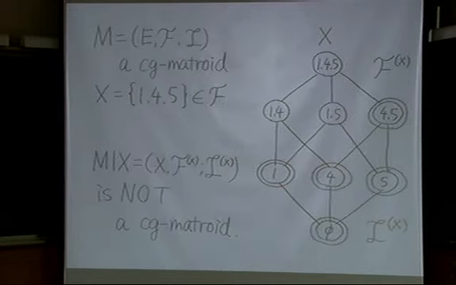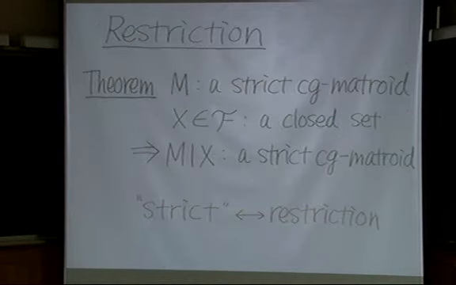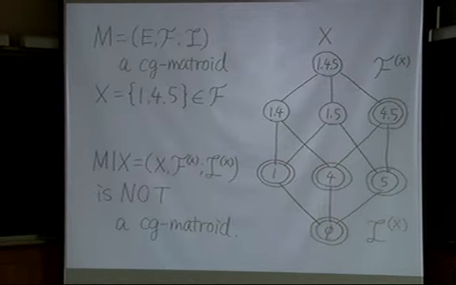If we take a closed set which is not a spanning set, then the restriction may not be a CG matroid. This example shows this one. If we take this one, which is not a spanning set, and consider some restriction, then we can show that this is not a CG matroid. So for the general CG matroid, restriction is not so good an operation.